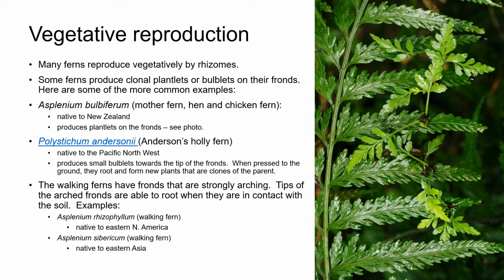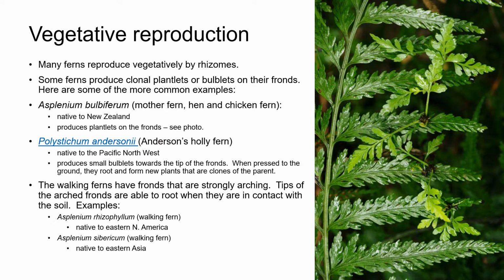One of the most common ferns that's available in the nursery trade in California that does this is the mother fern, Asplenium bulbiferum, which is native to New Zealand and produces plantlets on its fronds, as shown in the photo on the right. Anderson's holly fern, which is native to the Pacific Northwest, produces small bulblets towards the tip of its fronds. When the fronds are pressed to the ground, they root and form new plants that are clones of the parent.